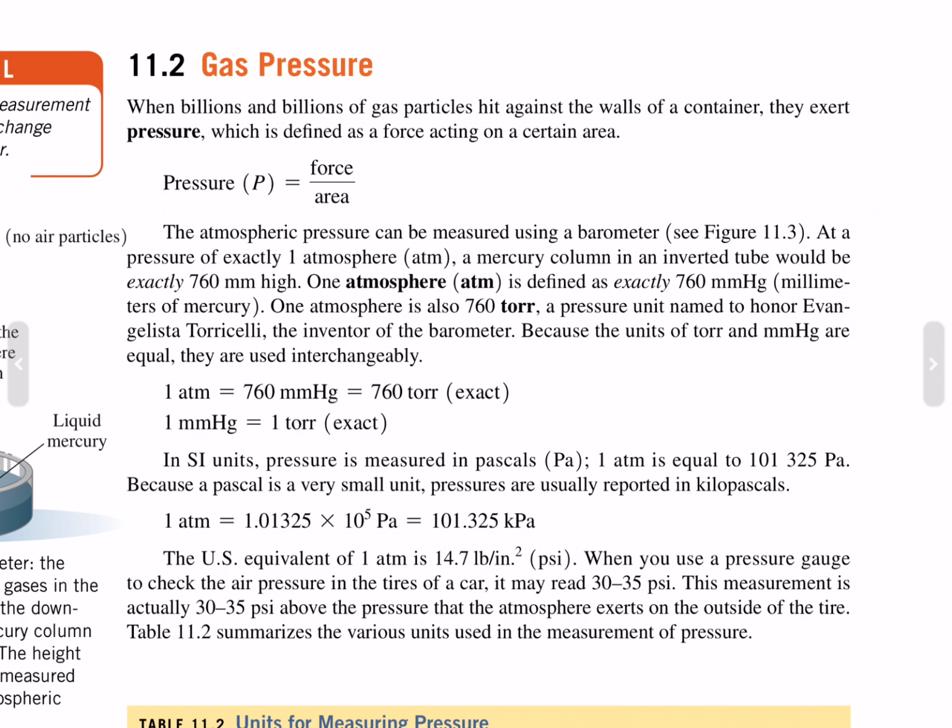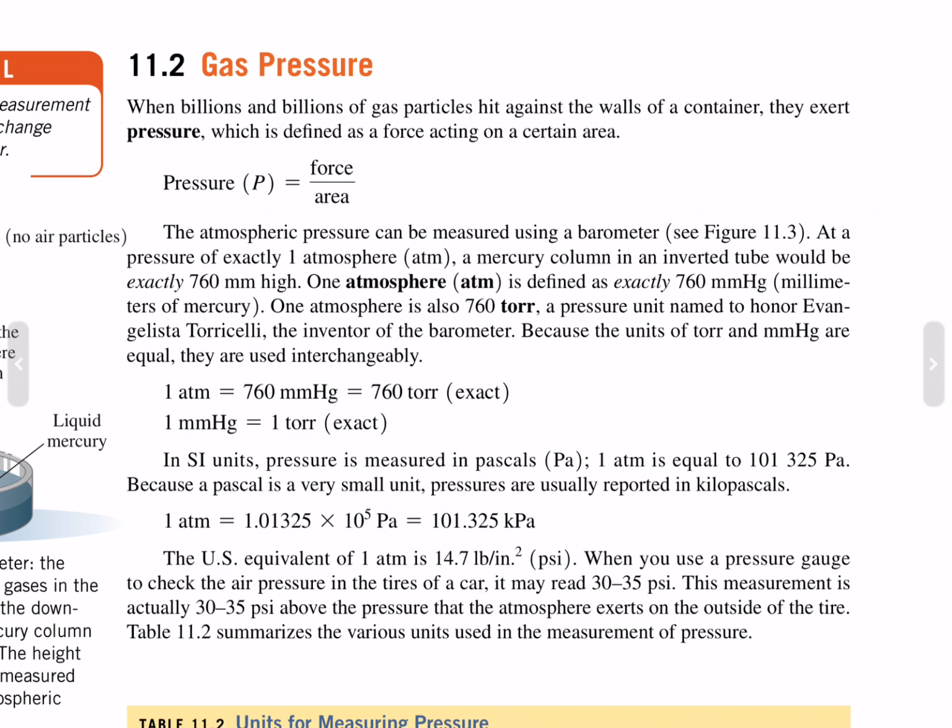In SI units, pressure is measured in pascals. 1 atmosphere is equal to 101,325 pascals. Because a pascal is a very small unit, pressures are usually reported in kilopascals. 1 atmosphere equals 1.01325 times 10 to the 5th pascals, or 101.325 kilopascals. The U.S. equivalent of 1 atmosphere is 14.7 pounds per square inch, psi.